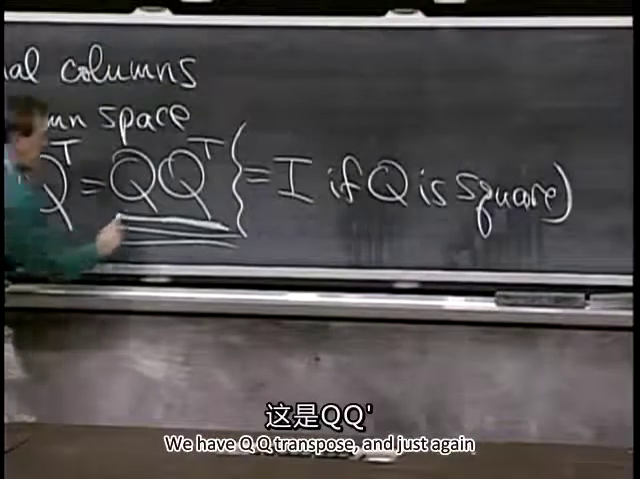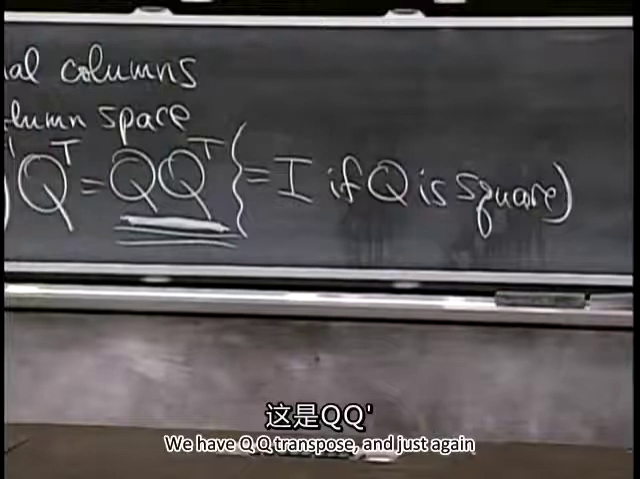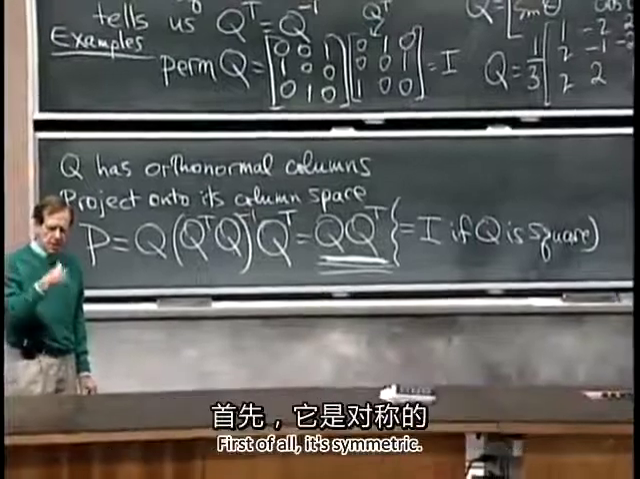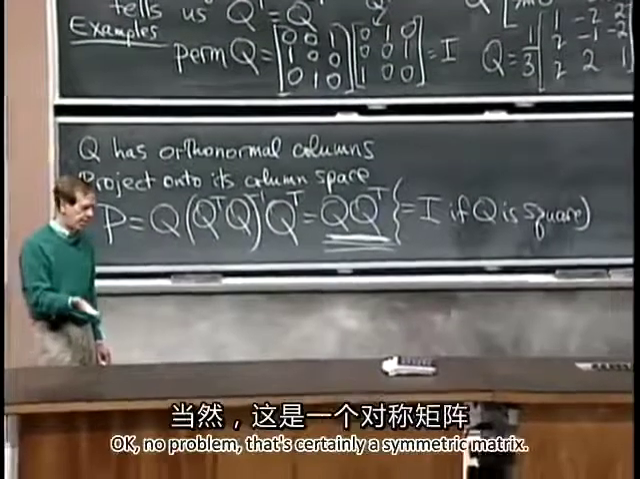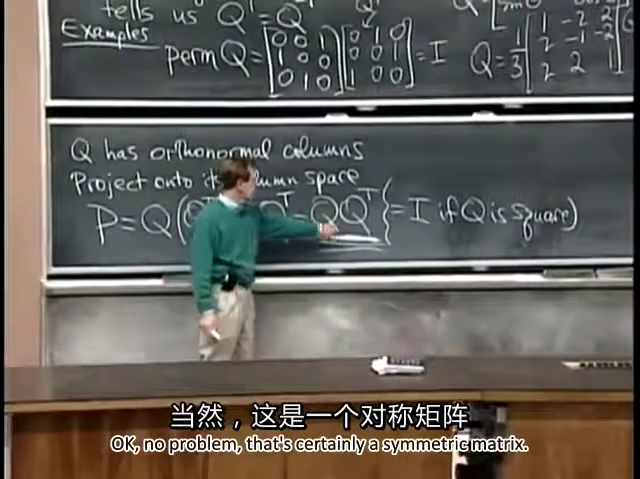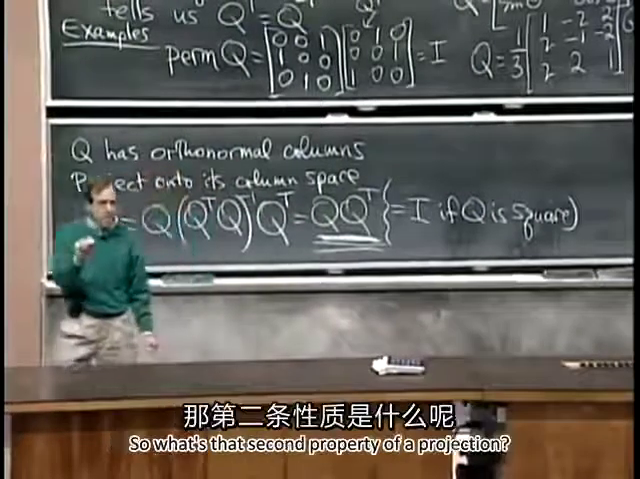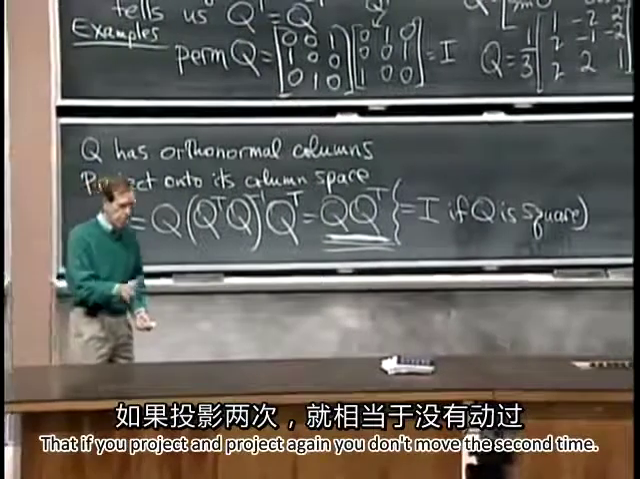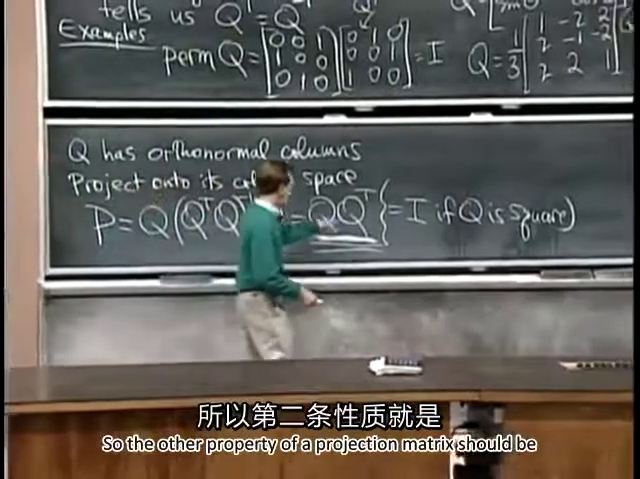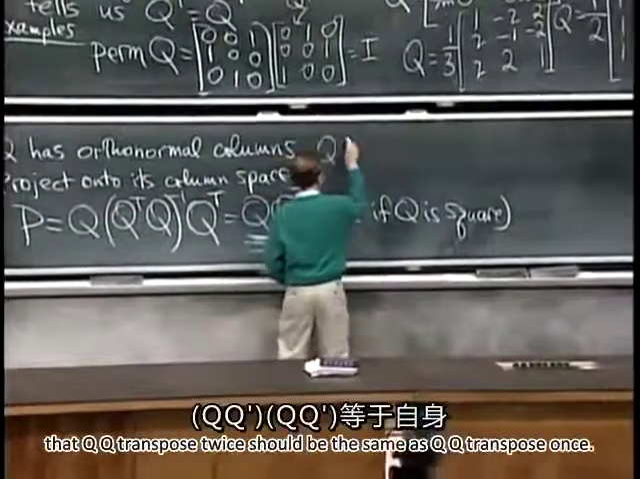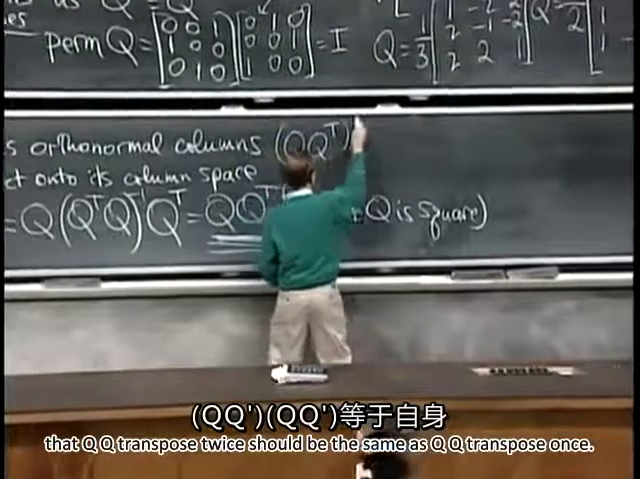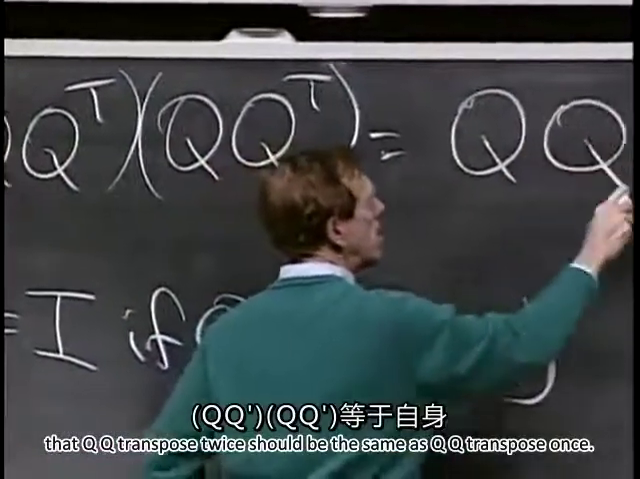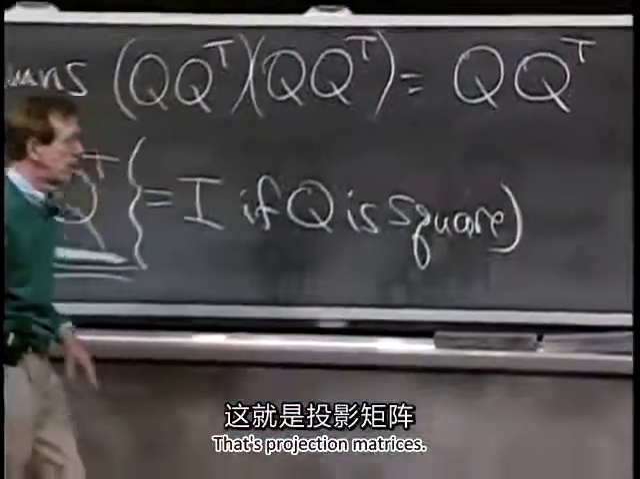We have Q transpose, and again, what are those two properties of a projection matrix? First of all, it's symmetric. Okay, no problem. That's certainly a symmetric matrix. So what's that second property of a projection? That if you project and project again, you don't move the second time. So the other property of a projection matrix should be that Q transpose twice should be the same as Q transpose once. That's projection matrices.